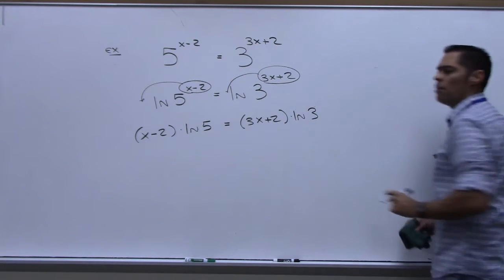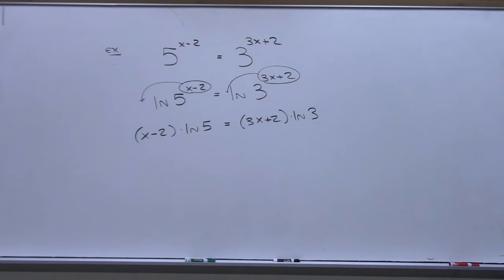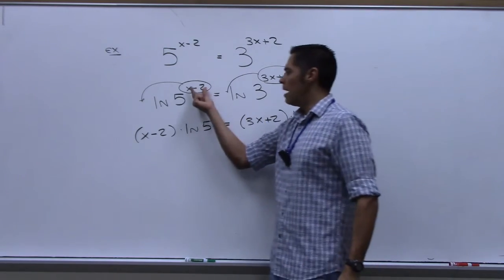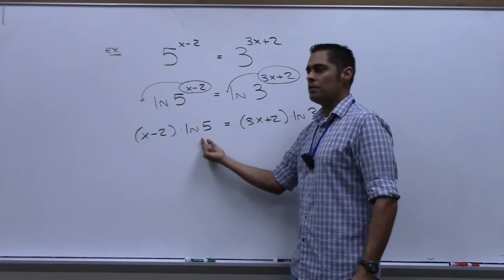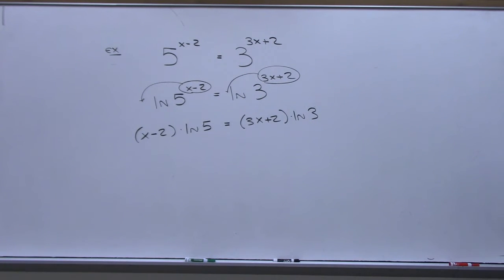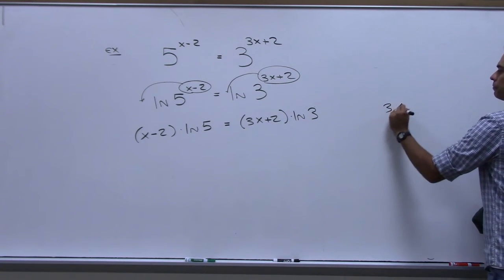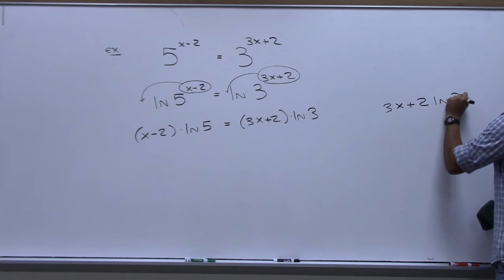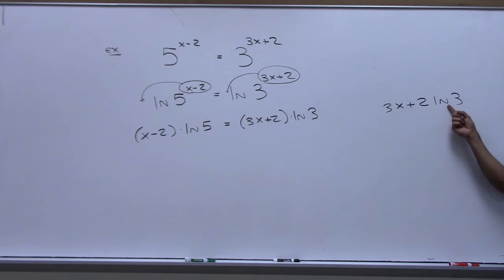You see how important the parentheses are there? There's a number, and that whole number is being multiplied times this. That whole number, whatever it is, is being multiplied times that. If you write it without parentheses, then that only means the natural log and the 2 are being multiplied. That's incorrect.